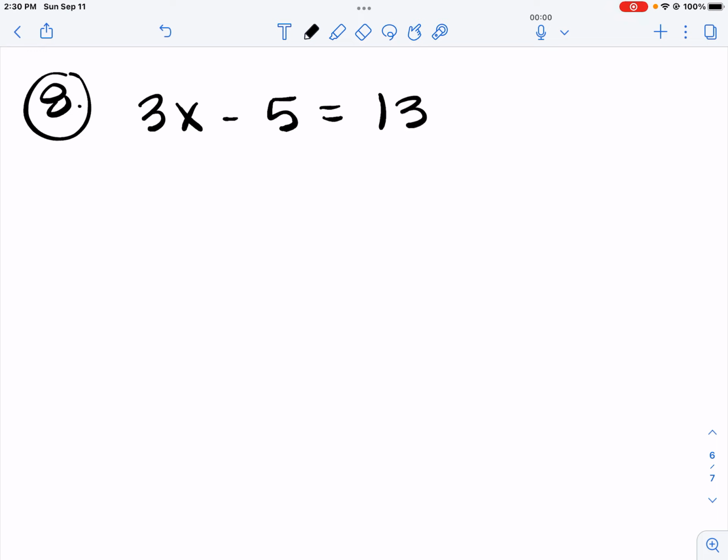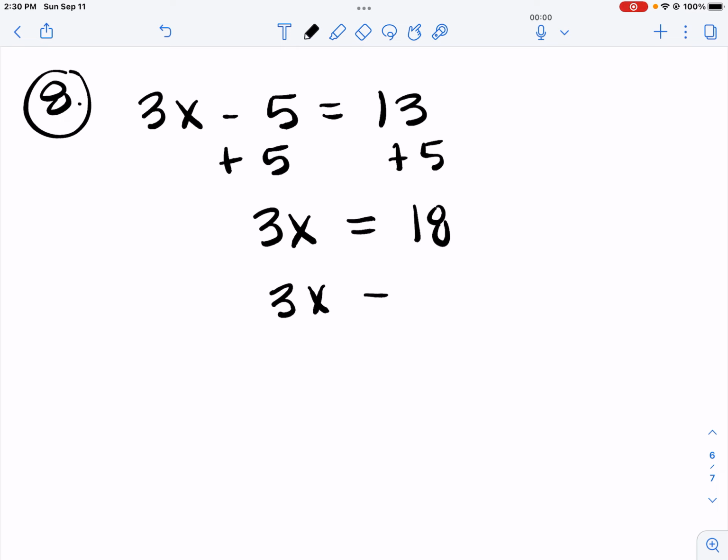Okay, solving an equation, we've got to get rid of the subtract 5. 3x means multiply, so we divide. You're working towards x equals. Keep those equal signs straight up and down in a line.